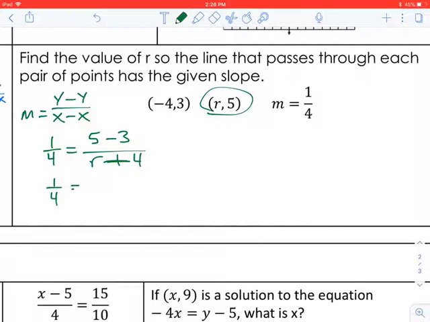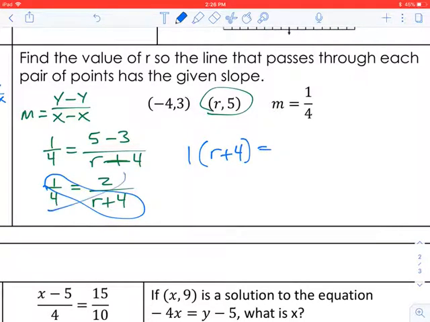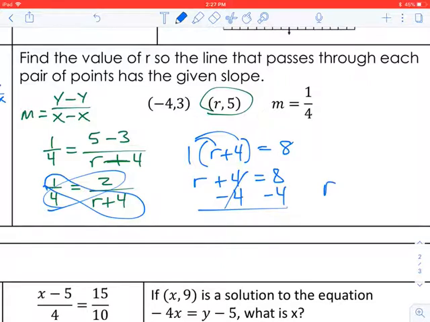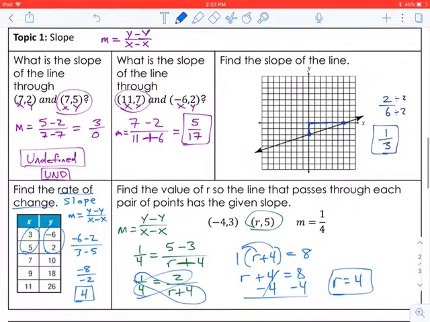Okay, so when I simplify, 5 minus 3 on top is 2, and then everything else pretty much stayed the same. Okay, so now I'm ready to go ahead and cross multiply. So 1 times r plus 4 equals 2 times 4 is 8. And so 1 times r is r, 1 times 4 is 4, and now I go ahead and get the r by itself by subtracting by 4, and I get r equals 4. Final answer.